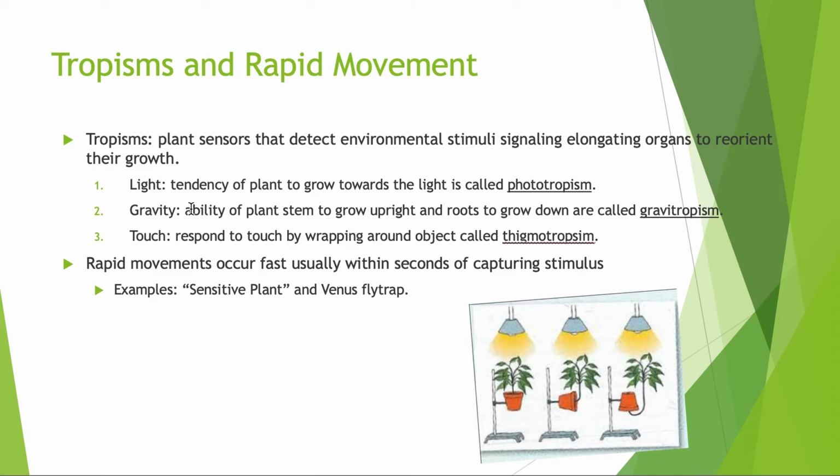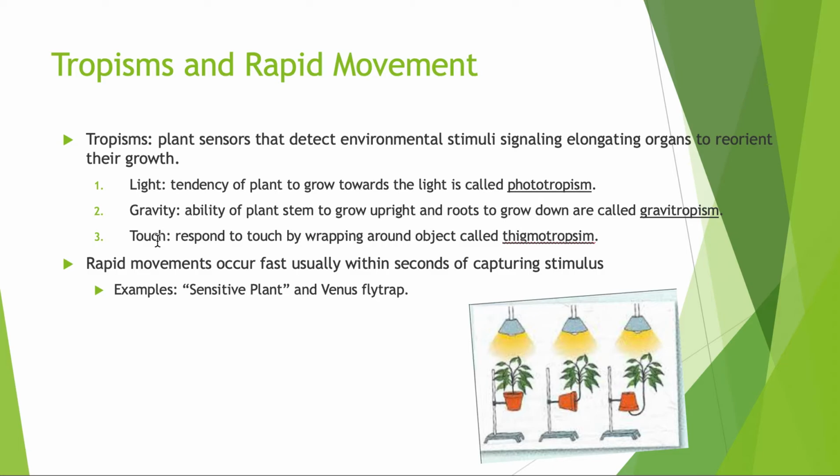Gravitropism is the tropism as far as that refers to gravity, and that is the ability of the stem to grow upright and the roots to grow down. So the roots are going to continue to try to anchor into the soil here, and that stem is going to continue to keep that plant upright so that it can grow towards the light and be effective. And then also touch.